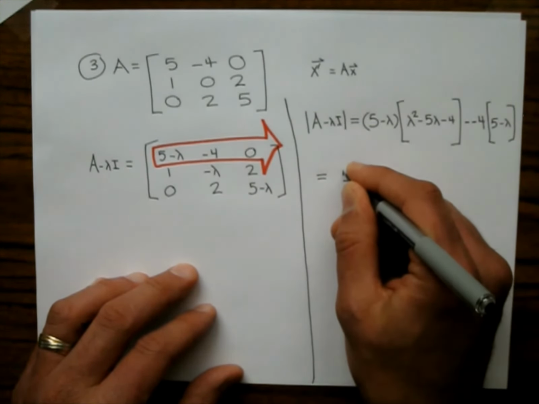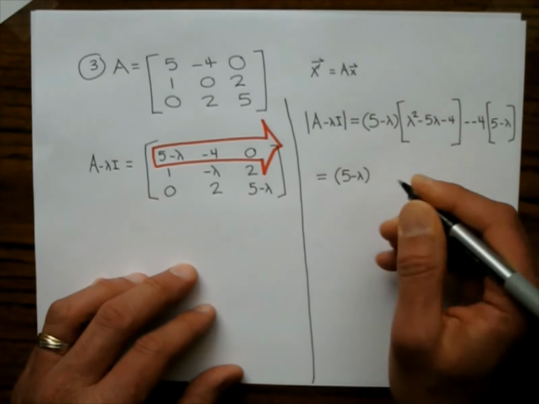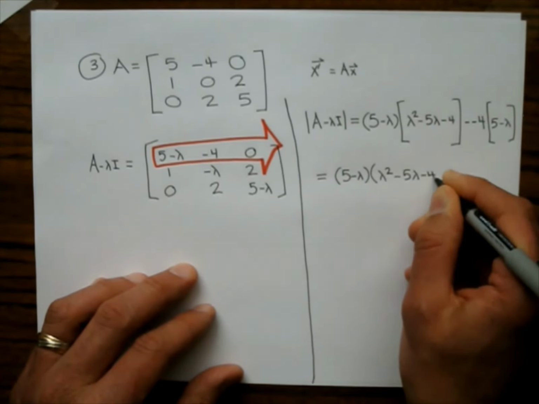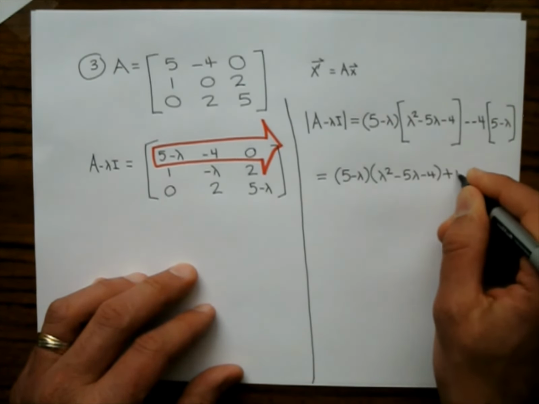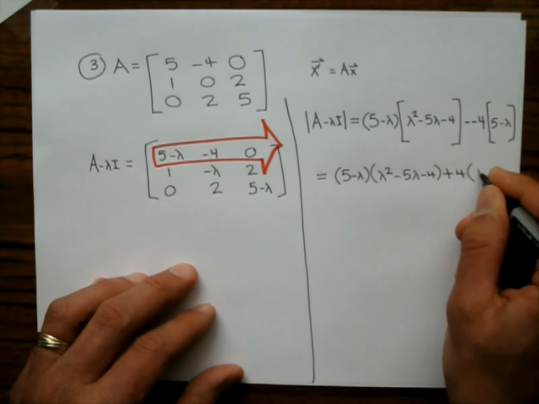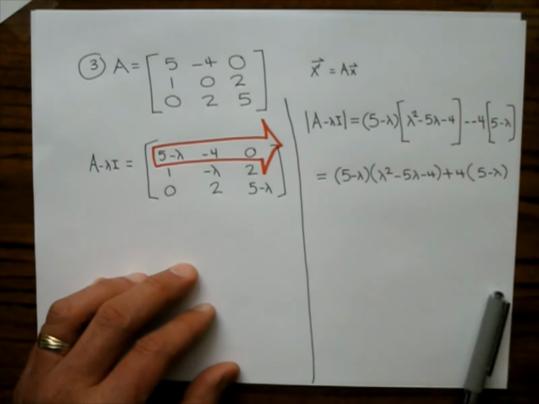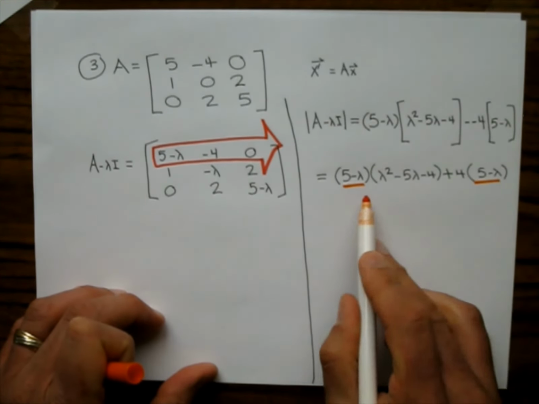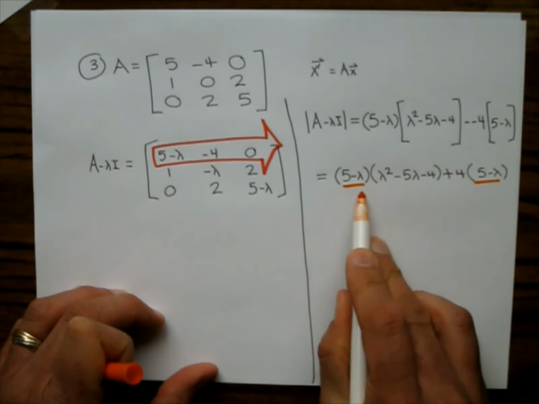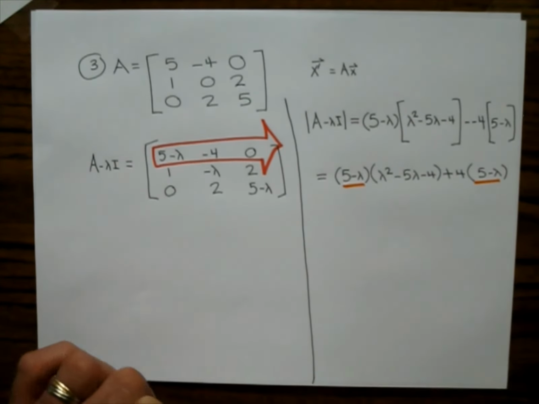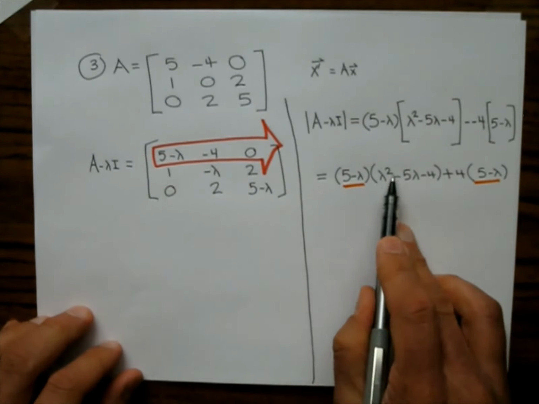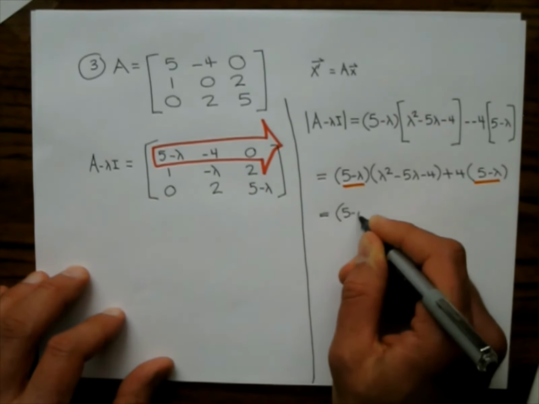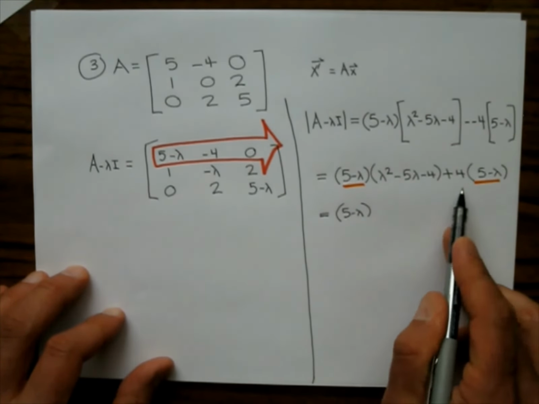We have 5 minus lambda, lambda squared minus 5 lambda minus 4 plus 4, and then we have 5 minus lambda. Now because I see 2 occurrences of those, and there's 2 terms there actually. Here's your first term, and there's your second term, and each of those 2 terms has a 5 minus lambda. So instead of multiplying that through and writing out 6 terms, I'm going to factor out a 5 minus lambda from those 2 terms, this term and this, and the 4 there.